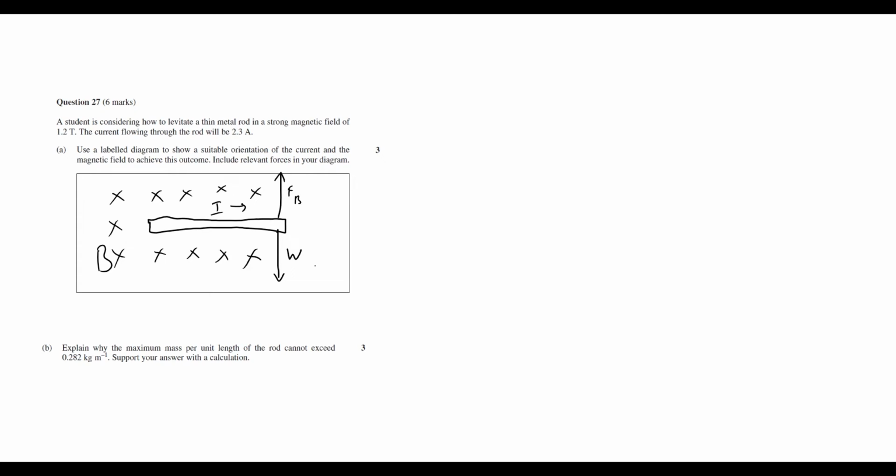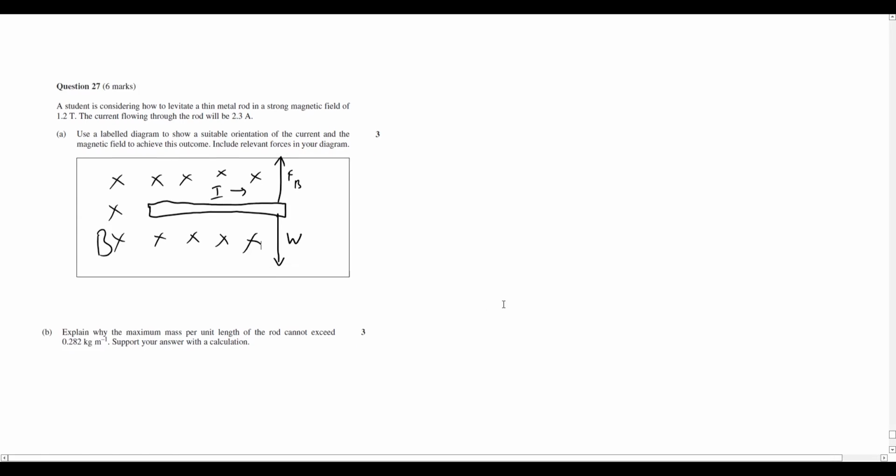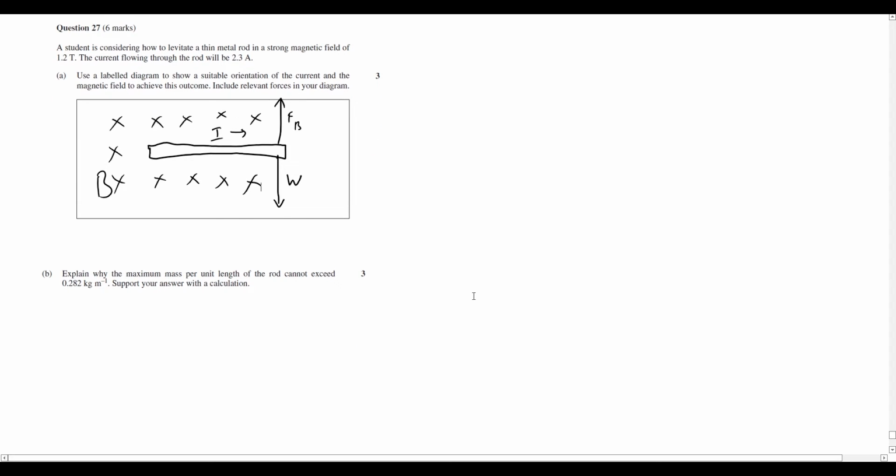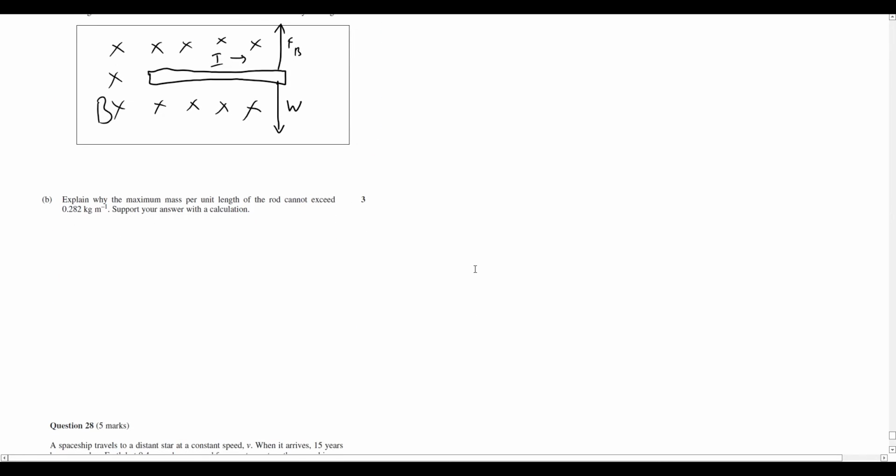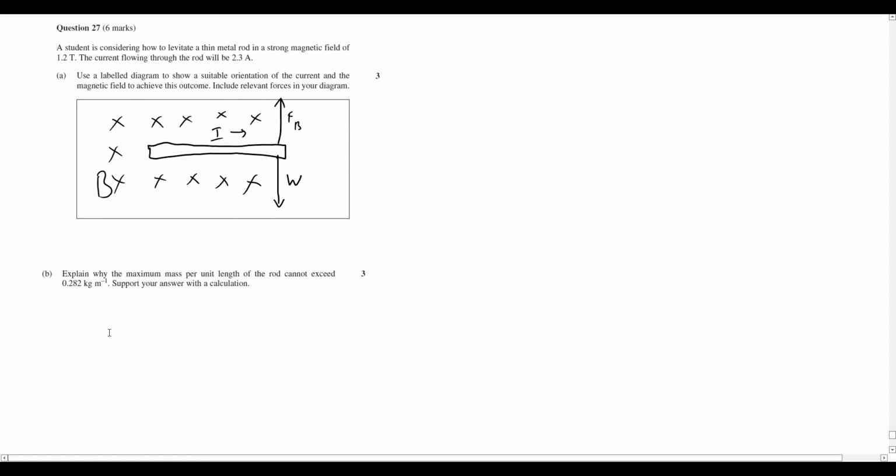So now moving on to part B. Explain why the maximum mass per unit length of the rod cannot exceed 0.282 kilograms per meter. Support your answer with a calculation. Okay, so probably by looking at this, you're thinking, what's going on here? This is a very weird question to be thrown at you, especially with that weird value there. But what we do know about supporting this rod in thin air is that the forces must be perfectly balanced.